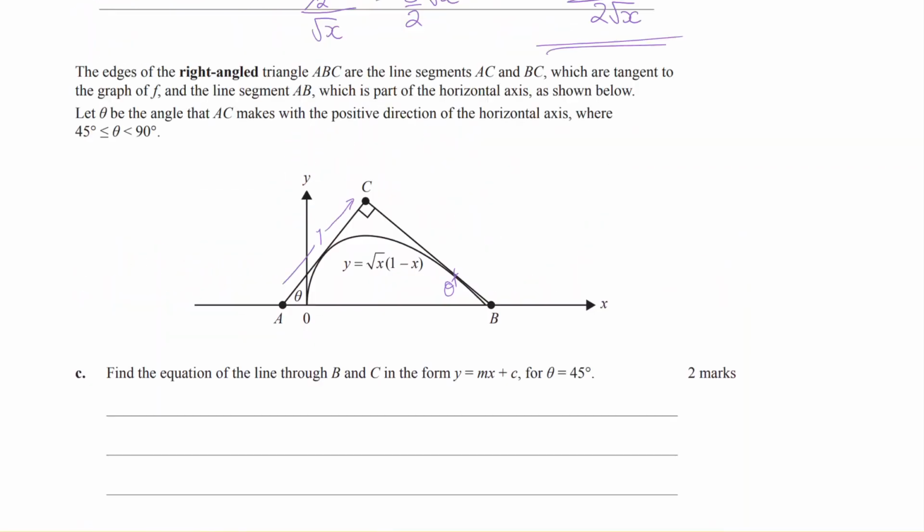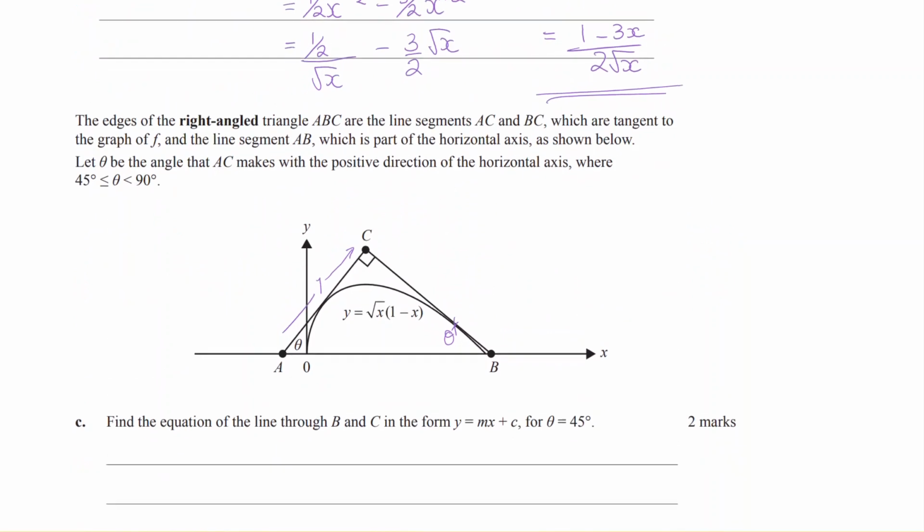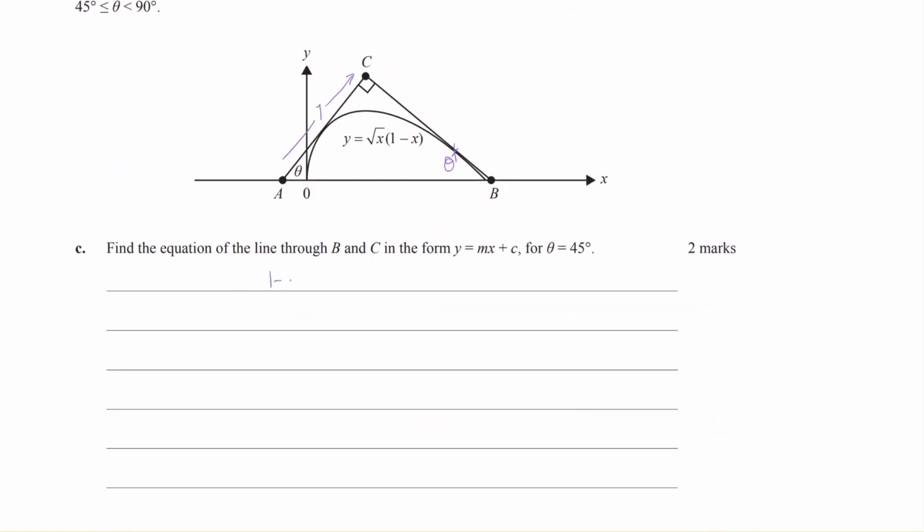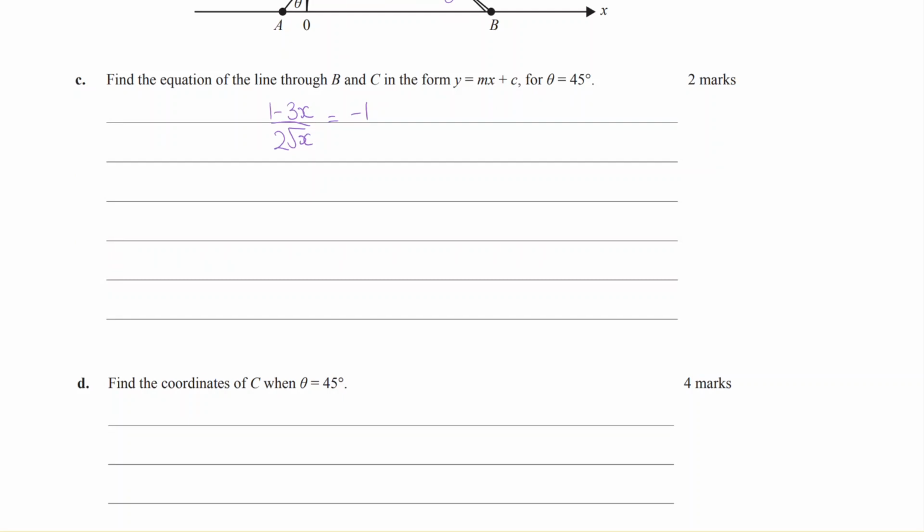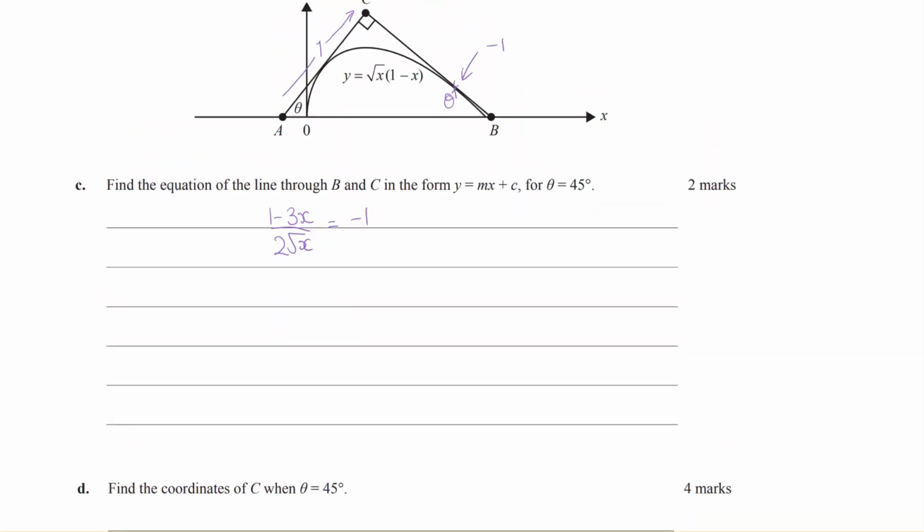So what we're going to do is say, okay, well if the gradient is 1 take 3x over 2 root x, we know that the gradient at this point must be -1. So we're going to let that equal -1. Then we're going to work this through. This is going to give us the x coordinate at this particular spot. So when we work this through, we're going to get 1 take 3x is equal to -2 root x.